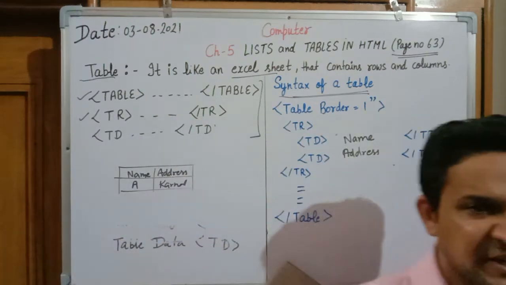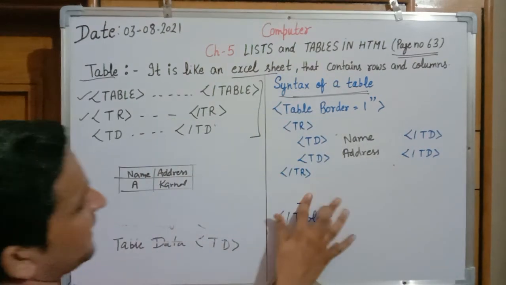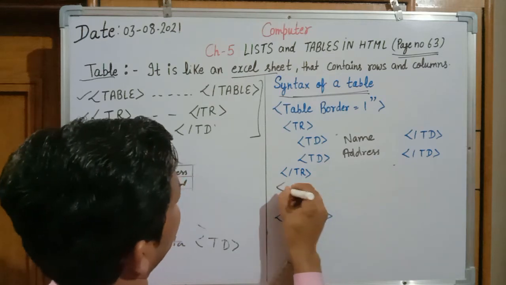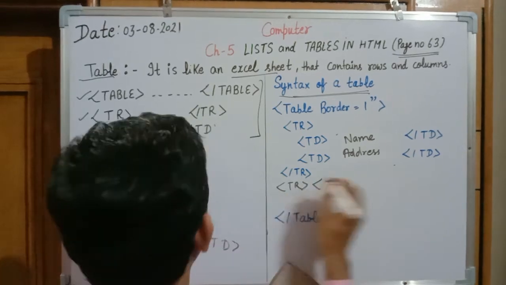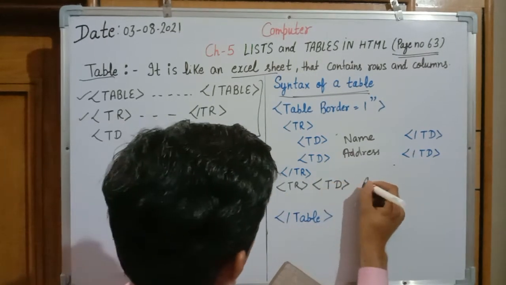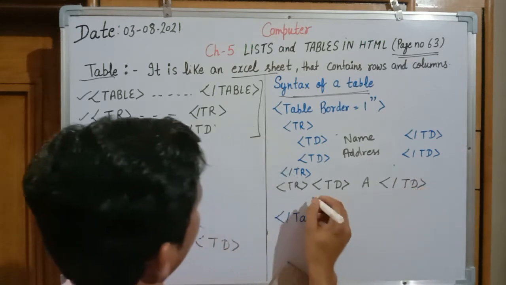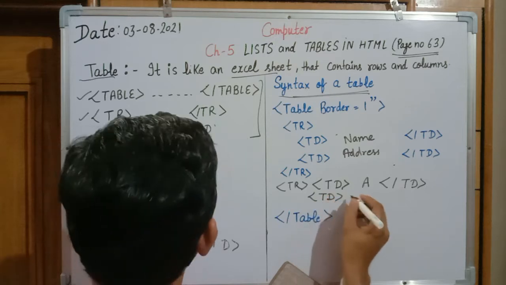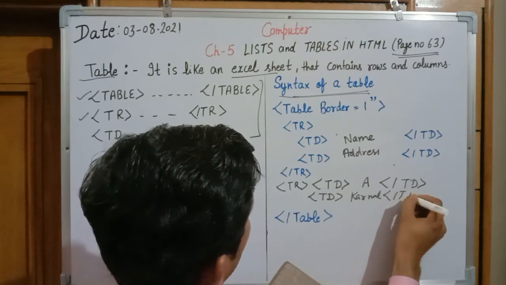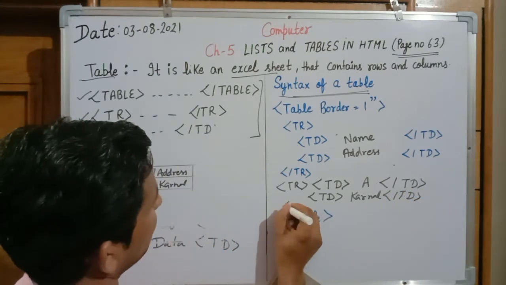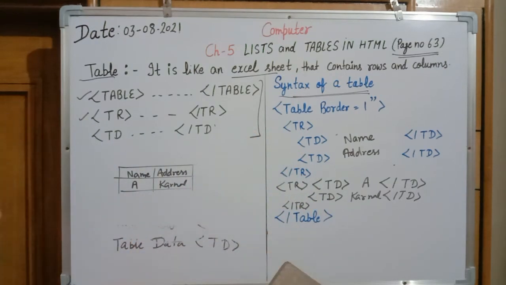So the second row will be created after the first row. The first row is completed, this part. Now I have to create the second row. What will I write here again? I will write tr. In tr I will write td. In td I write the value A and I will close td. Now I will create the second td, with value Karnal, and afterward I close td again. After completion of this I will close the tr tag, and after completion of both rows and columns I will close the table tag.